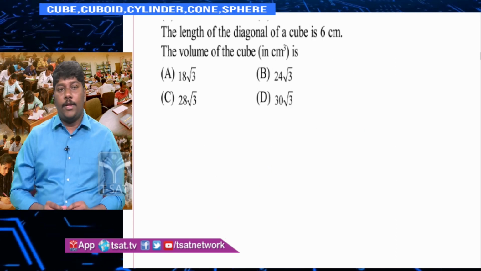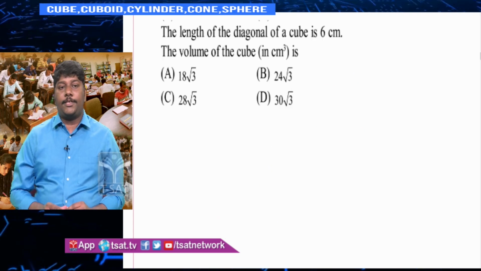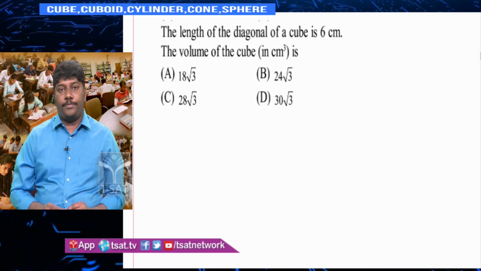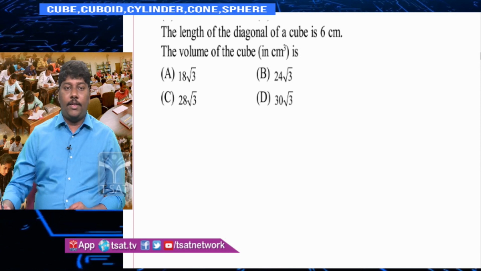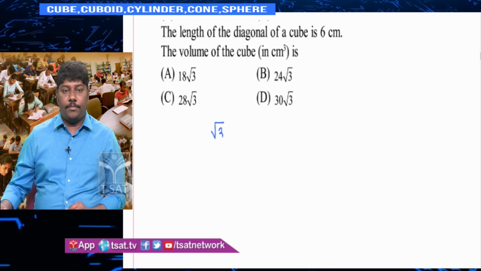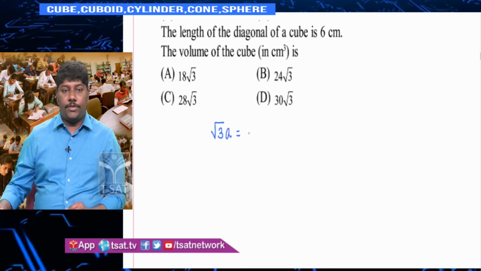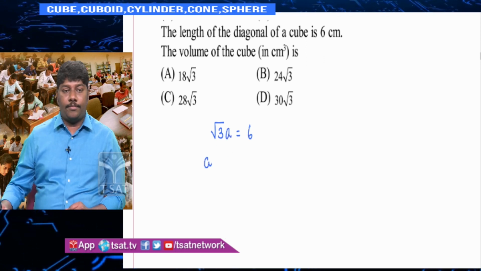Now look at here. The length of the diagonal of the cube is 6 centimeter, the volume of the cube. So diagonal root 3 a is equal to 6, cube on both sides.